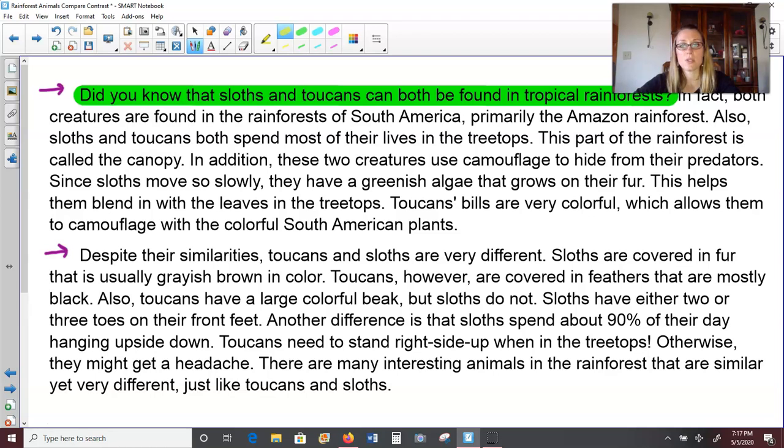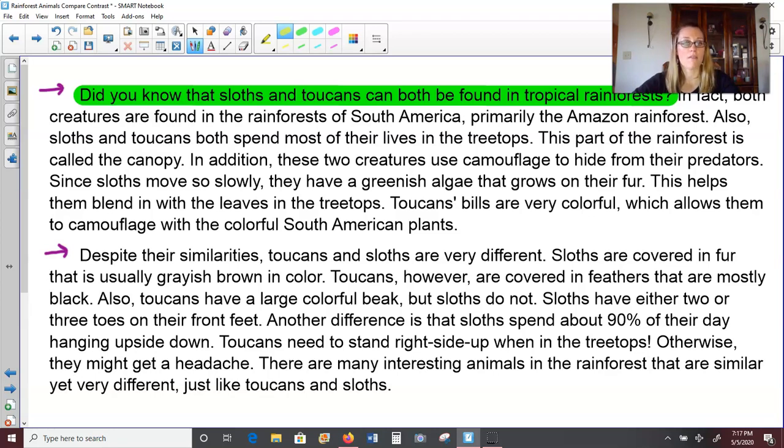Also, sloths and toucans spend most of their lives in the treetops. This part of the rainforest is called the canopy. In addition, these two creatures use camouflage to hide from their predators. Since sloths move so slowly, they have a greenish algae that grows on their fur. This helps them blend in with the leaves in the treetops.